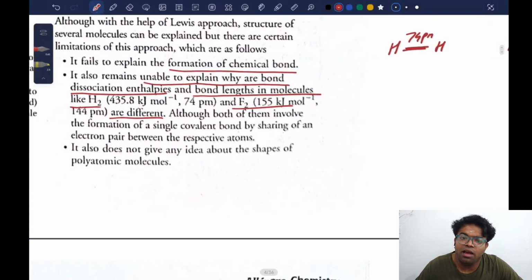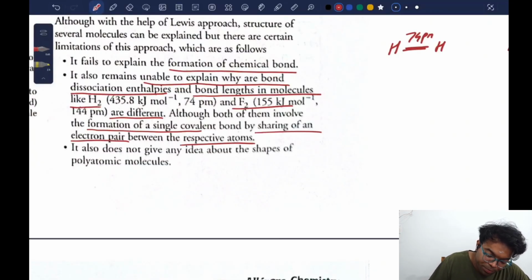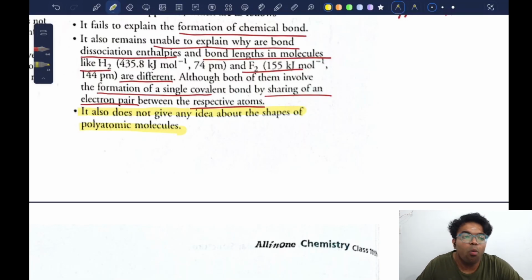The Lewis dot structure fails to explain these theories, although both of them involve the formation of a single covalent bond by sharing an electron pair between the respective atoms. It also does not give any idea about the shape of the polyatomic molecule. What shape will it have? This basically looks like a two-dimensional picture. We want to know.